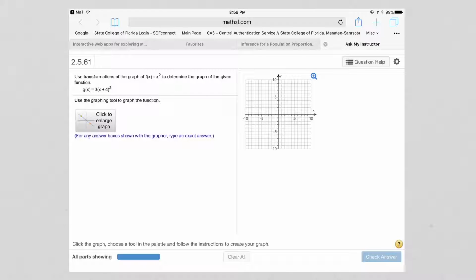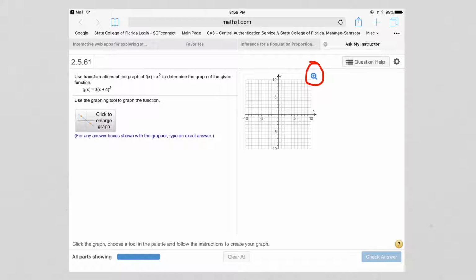In this problem, I'm going to use the graphing tool in my math lab in order to graph the function g of x equals 3 times the quantity x plus 4 raised to the second power. So I start by clicking on the magnifying glass over here in order to open up that screen and get to the graphing tool.